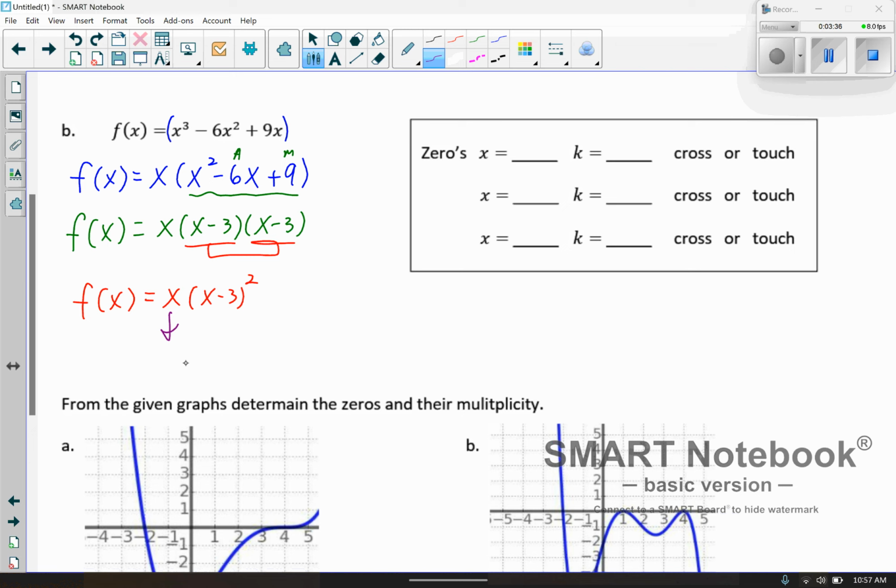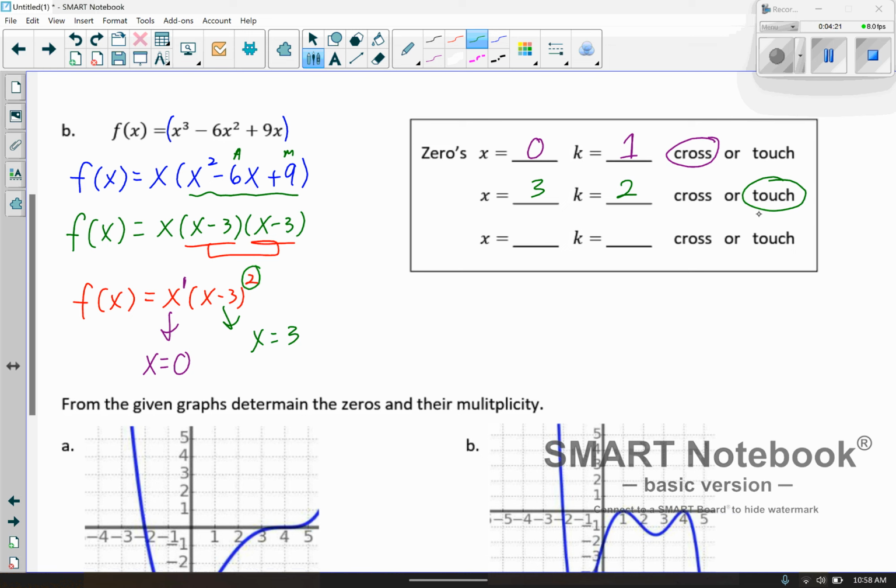For my first one, this should be pretty easy. The solution is going to be 0, and my multiplicity is going to be that understood 1. So when x equals 0, that's one of my zeros, and the multiplicity is a 1. Once again, if it's odd, it's going to cross. And then the next one is at x equals 3, and that multiplicity is going to be a 2. So when x equals 3, that's one of my x-intercepts, and its multiplicity is a 2. So it's actually going to touch or basically bounce off the x-axis.